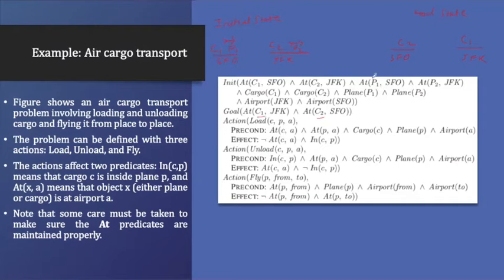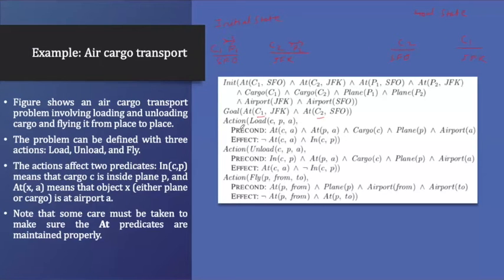I don't have to bother about the plane. The plane P1 could be in SFO. The plane P1 could be in JFK. I don't have to bother about it. So about the plane, I don't have to do anything, right? But here in the initial state, I have the plane. But here we don't have to bother about where my plane is. I should bother about the cargo. Means cargo C1 is flying to JFK, and from JFK, the C2 is flying to SFO. This is my goal state. So I have defined the initial state, I have defined the goal state.